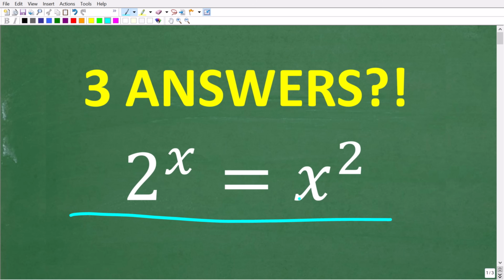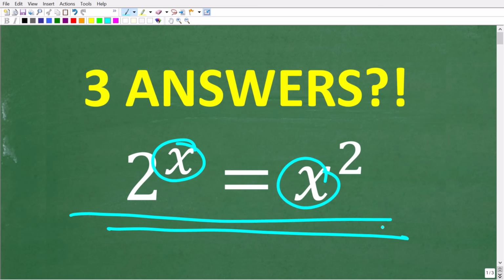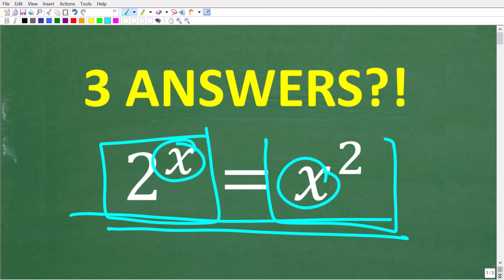Now, if you want to give this a try, go ahead and pause the video and see if you can find values of x that make this statement true. In other words, when you plug in this value, this side of the equation is equal to this side of the equation. So don't guess, actually try a few simple numbers, and I think most people who attempt this problem will find at least 2 answers.